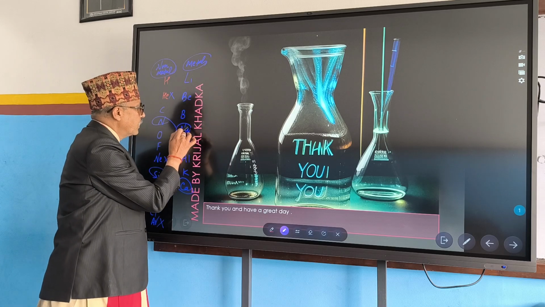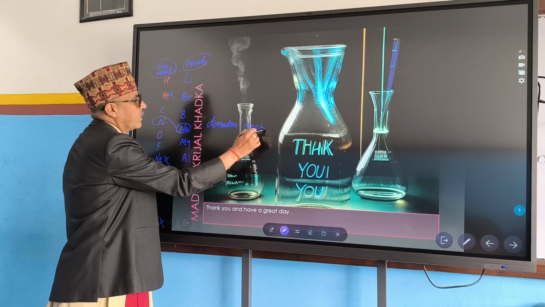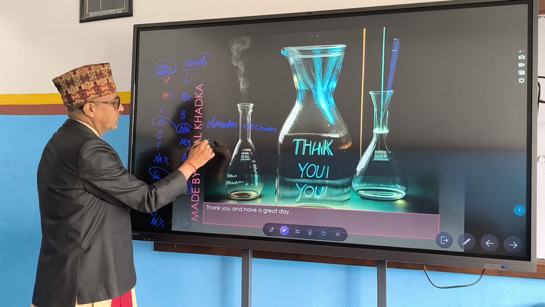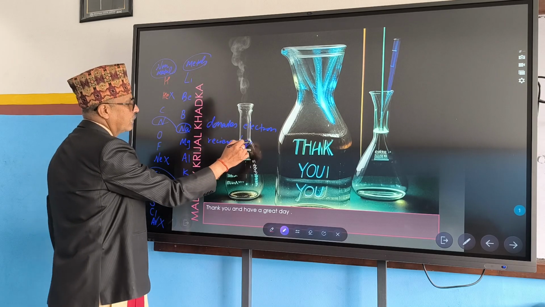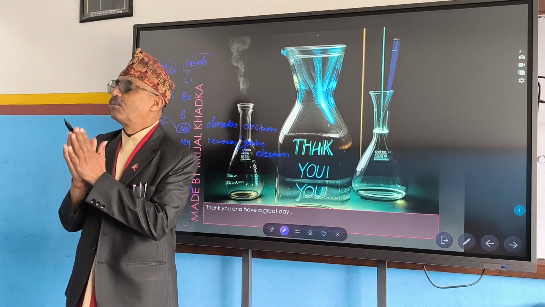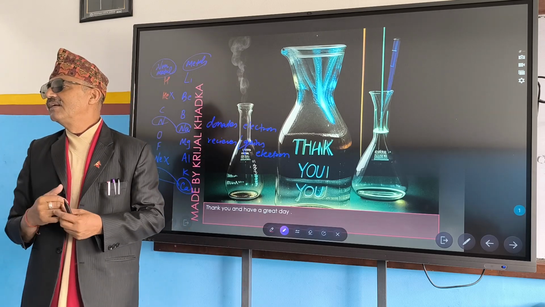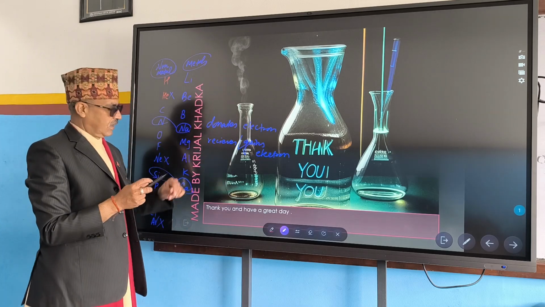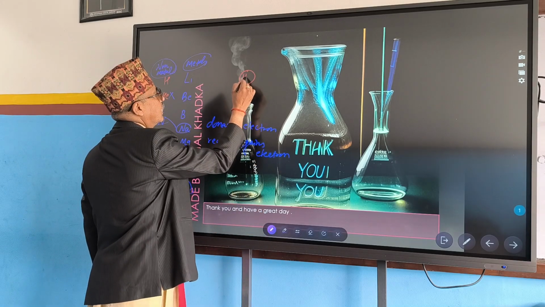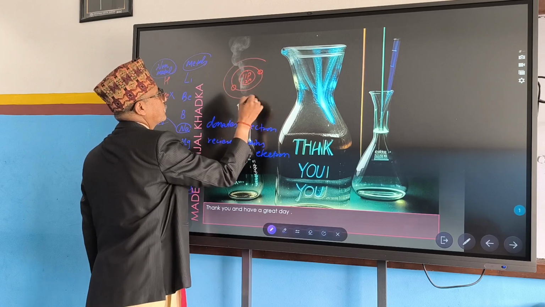Then the first, metal element, donates electrons. One donates electrons. The non-metal, what does it do? It receives or gains electrons. That means in an electrovalent bond, transfer of electrons takes place. One gives, another takes. For example, you identify what this is. 11 protons, 12 neutrons. Which element is this? Sodium. Okay, just pay attention.